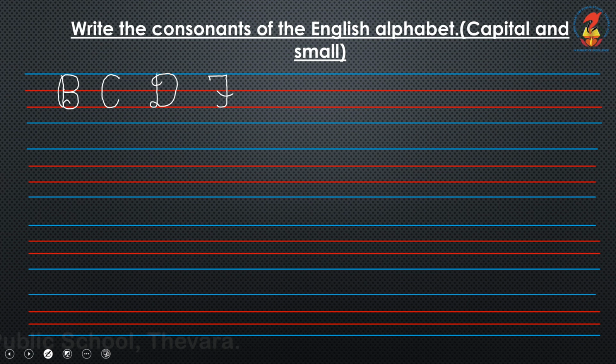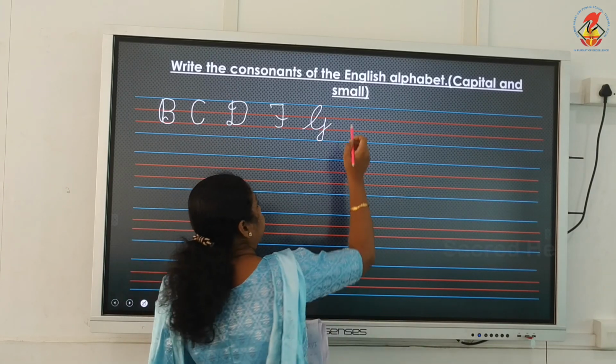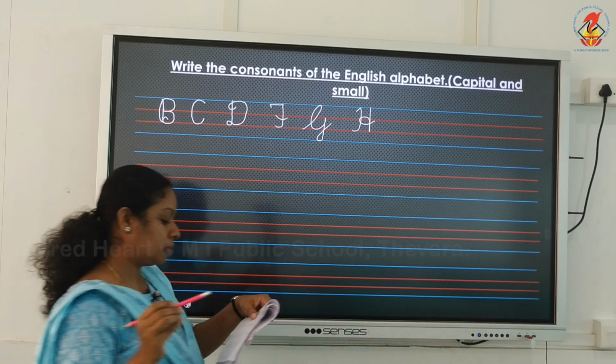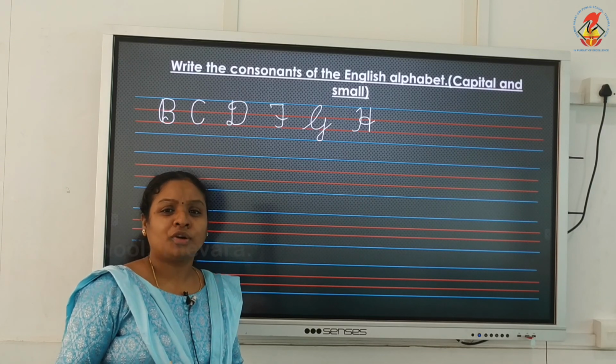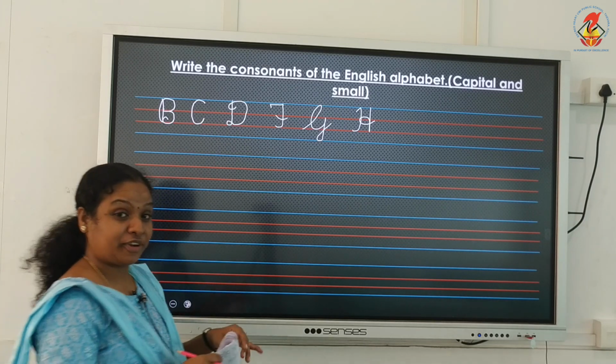F. Okay. So, after F, G. Okay, very good children. G. Just write G. G. Okay, after G is what children? Is H. H. Okay, so after H, I. Is I a vowel or consonant? Okay, it is a vowel, isn't it? So after I, J. Shall we write J children?